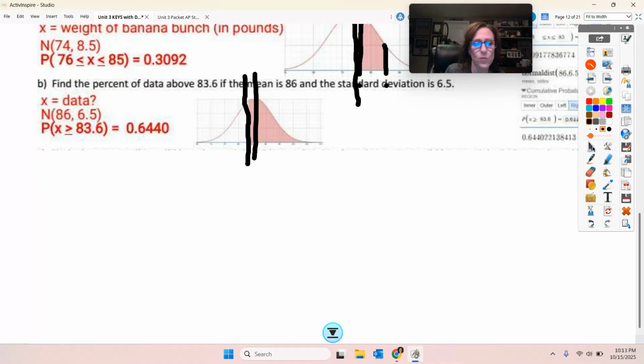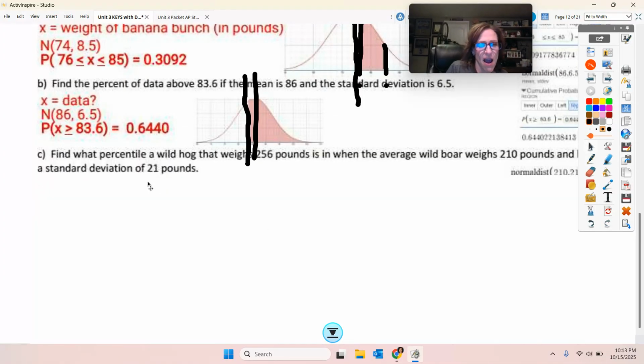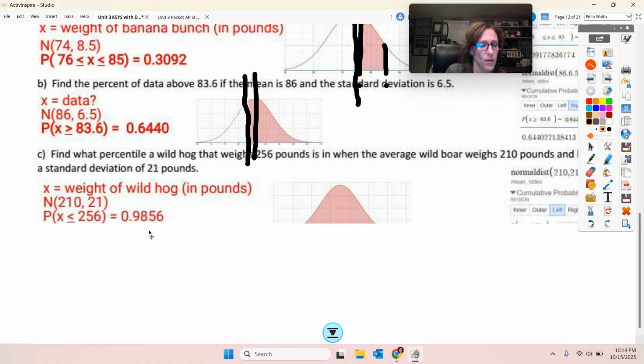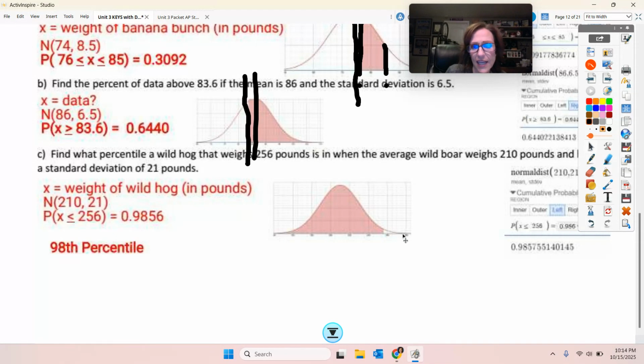And what's the last one? X is the weight of a wild hog in pounds. The mean of 210, standard deviation of 21. Normal model. Find the probability that you find a wild hog that weighs less than or equal to 256. I draw a picture. I go and I put it in there, and then the question says maybe what percentile is it in? It's in the 98th percentile because it is better than 98% of hogs. It weighs more than 98% of hogs. All right, that is it.